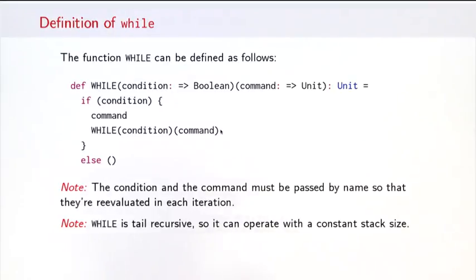So one thing to note is that both the condition and the command must be passed by name so that they can be re-evaluated in each iteration. Otherwise, if the condition was by value and maybe initially true, the while loop would loop forever because the condition would never be re-evaluated to be false. The other observation is that the while loop is tail recursive, so the recursive call happens as the last action in this branch of the if, and that means it can be implemented in constant stack space, implementing the recursive call by just a jump back to the beginning of the code here in a way which is just as efficient as a native while.